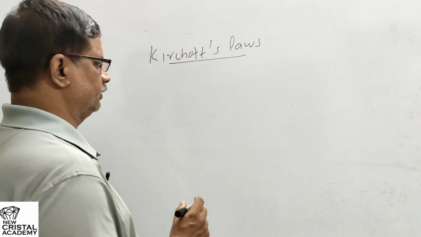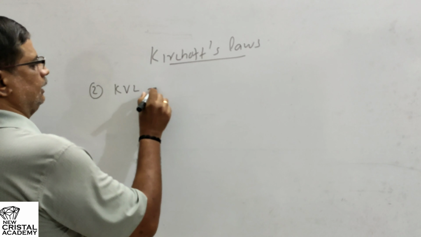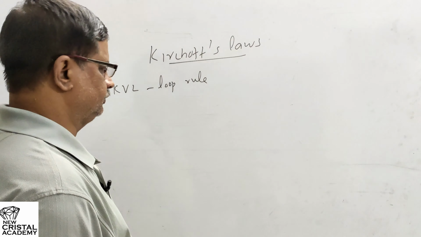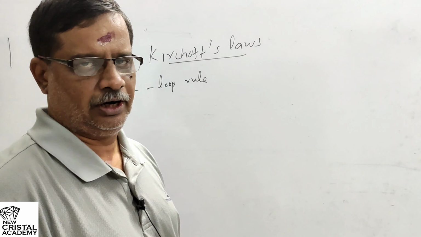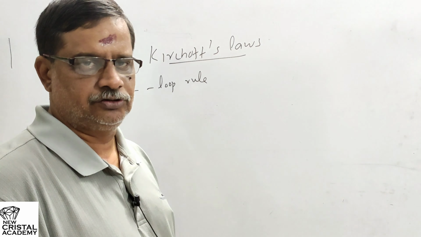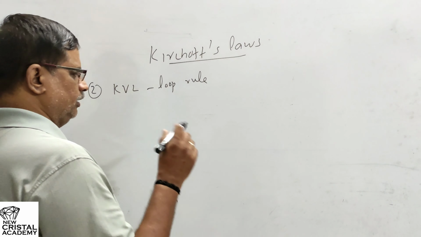The second law is known as Kirchhoff's voltage law or loop rule, KVL or loop rule. And this law says that in a closed network of conductors, or in a loop, the algebraic sum of the product of current and resistance of each branch is equal to the net EMF of the loop. So what is meant by this statement?